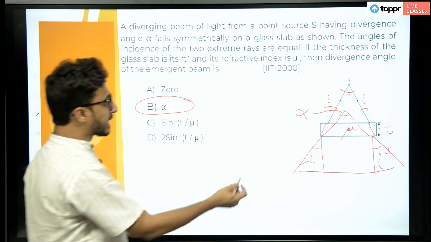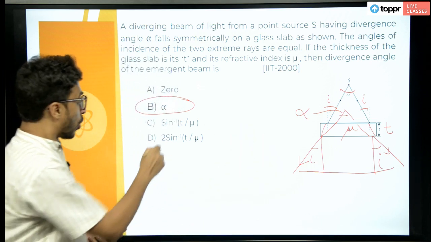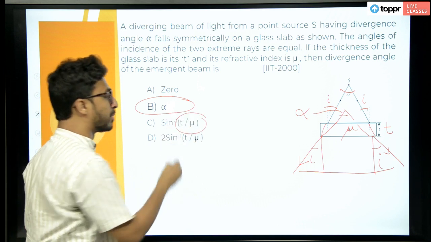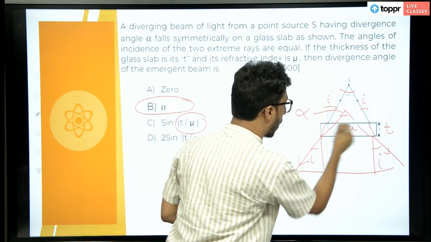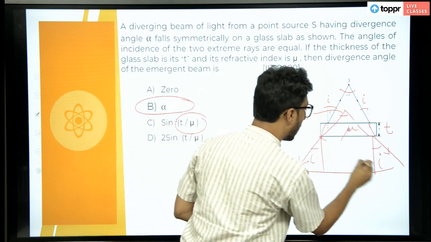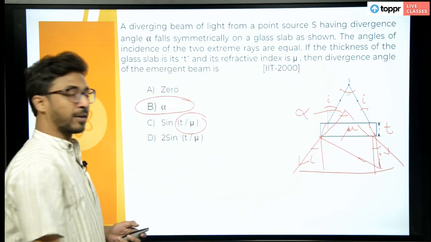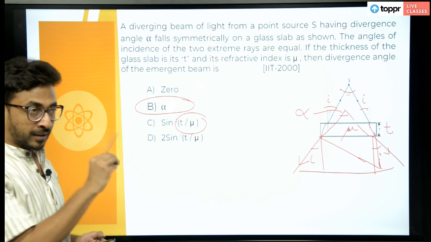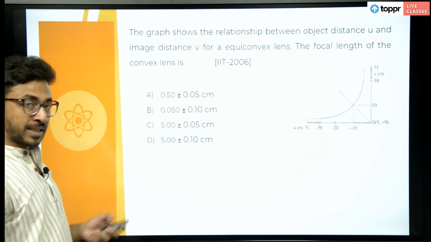So why the thickness T and mu are given is only to confuse you. We would have used T and mu if the opposite sides of the glass slab were not parallel but something else. Clear? Then we would have used these variables, right? Next problem.